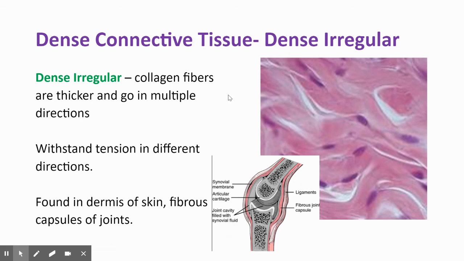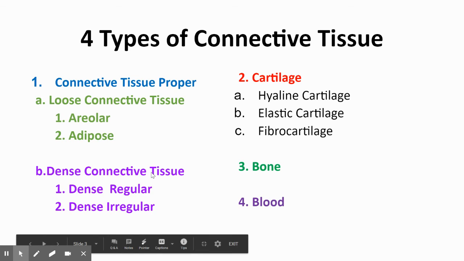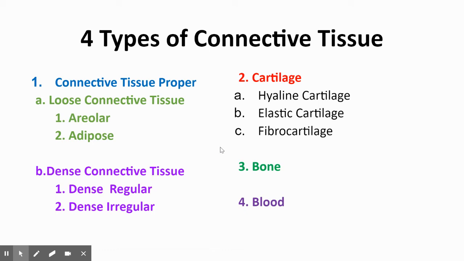Okay. So just to recap our lesson, we started talking about connective tissue. We have loose connective tissue. Our two examples are areolar and adipose. The other type of connective tissue proper is dense. We have dense regular and we have dense irregular. So that concludes part one of our connective tissues. And in the second part, we're going to be learning about cartilage, bone, and blood.